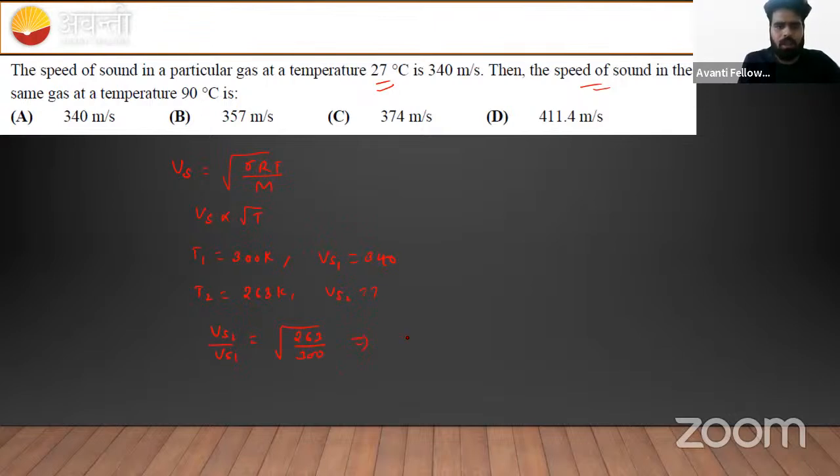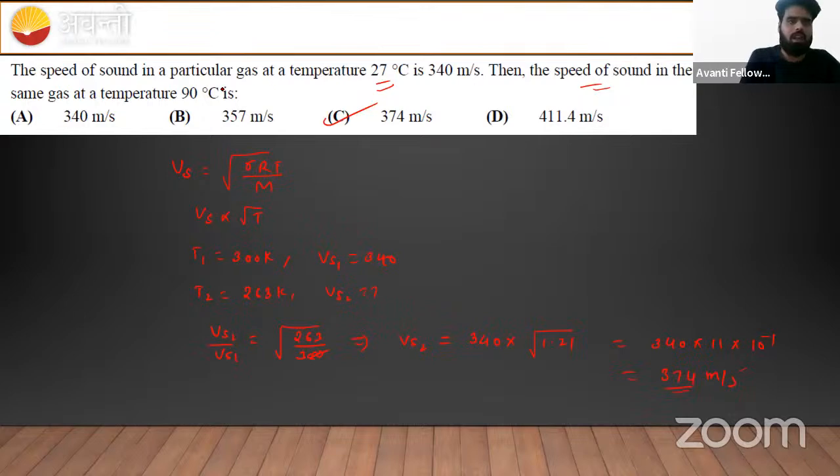And this we can write down, Vs2 is equal to Vs1 times the square root of that ratio. What is the Vs1? 340 into the square root of 1.21, if we divide by 300. So 1.21 is nothing but 1.1 squared, so this can be written as 11 into 10 raised to power minus 1. If we multiply, we will get 374 meter per second. That is option C is the right one.